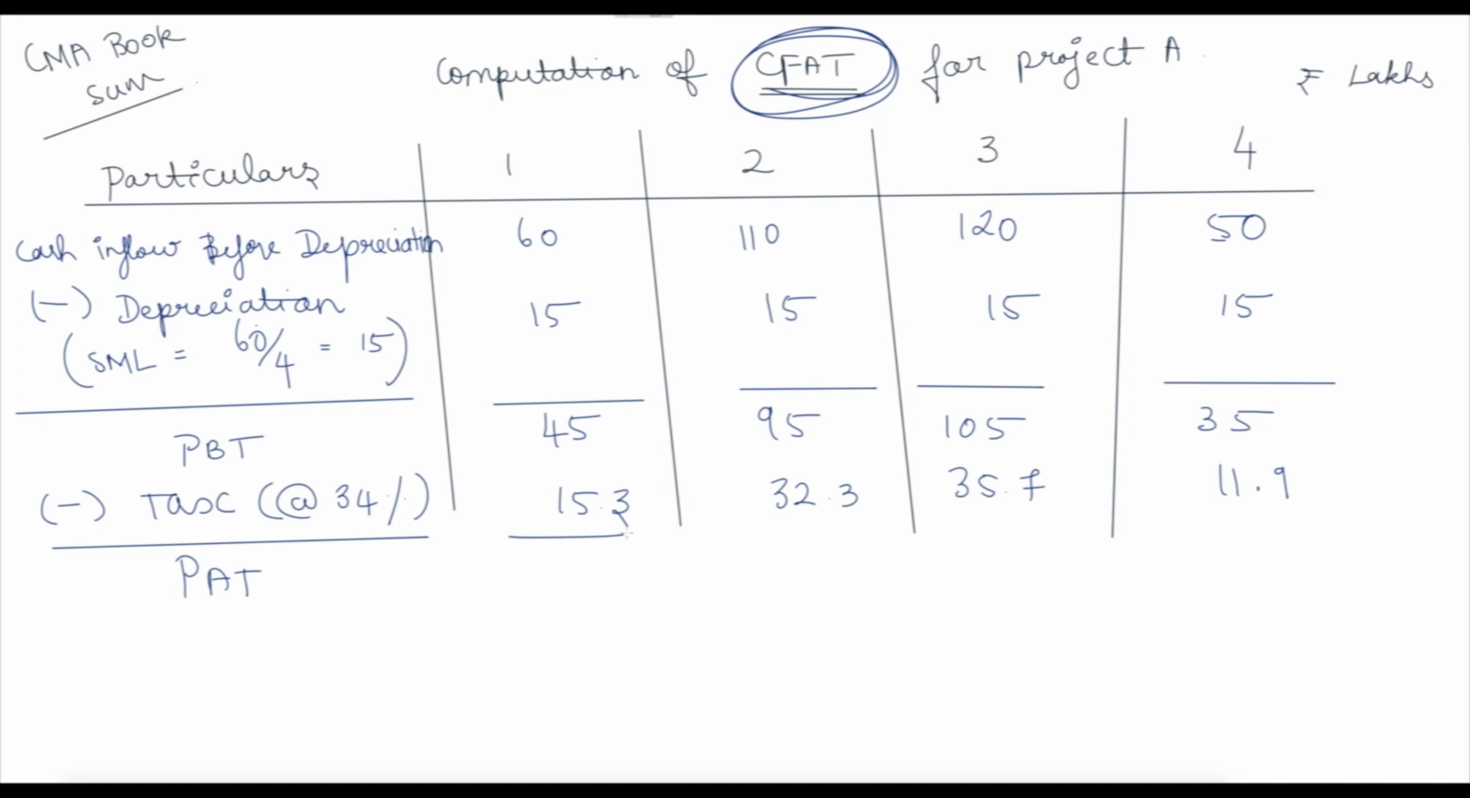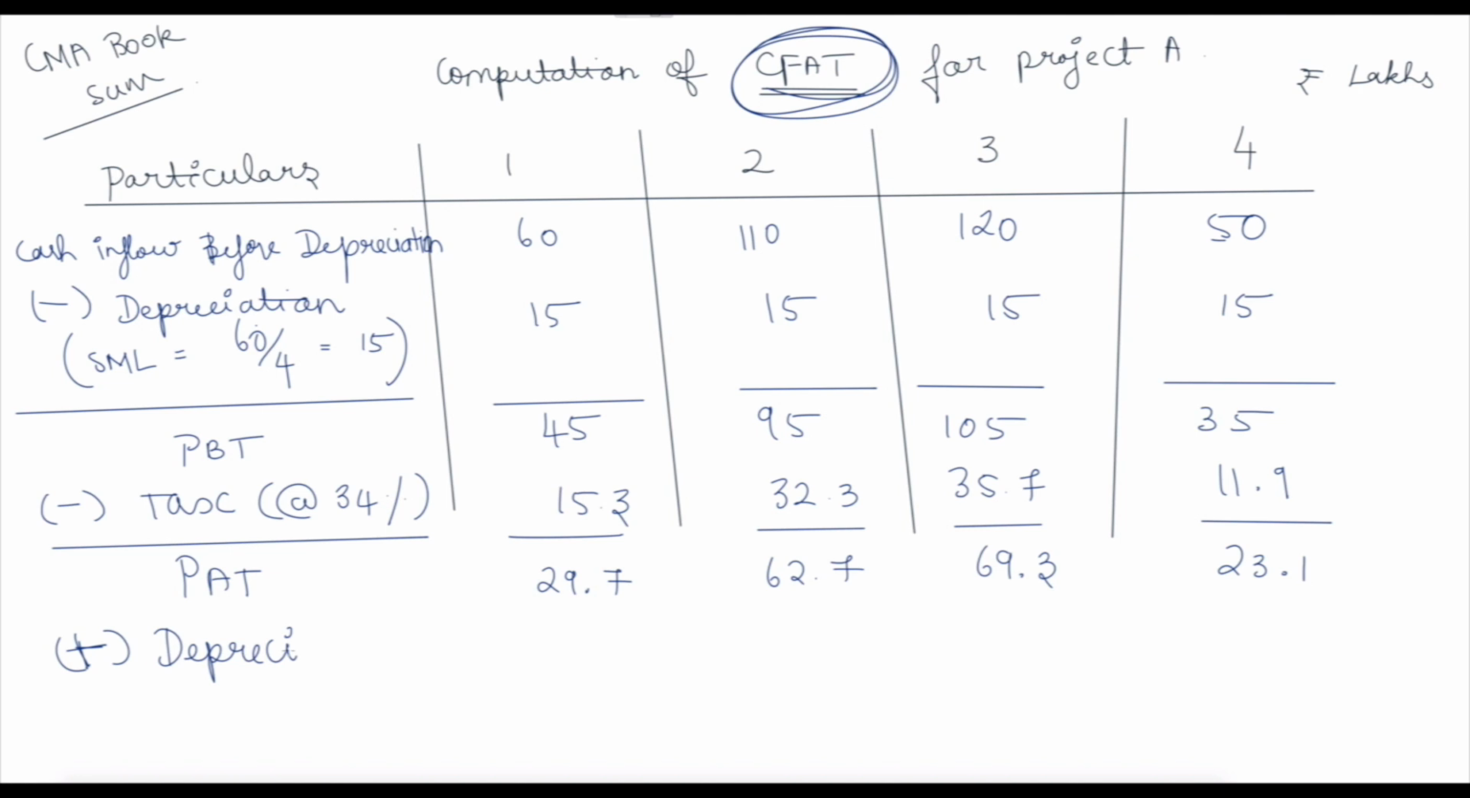Okay, because the sum will be so clear. So PAT is 29.7 lakhs. So it is for each year we have found the PAT. Again we are going to compute the cash flow after tax.